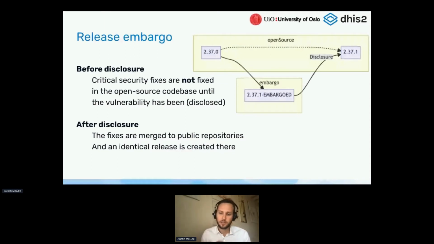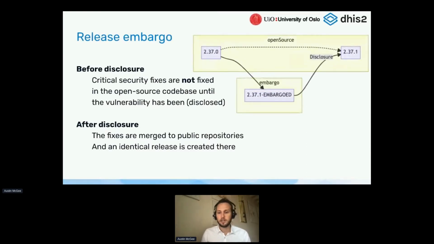And this is a trade-off because it is difficult, for instance, if you have a fork of DHIS2 and you take the 2.37.1 embargoed tag in the open source repository, that will not have the vulnerability fix until it is disclosed. So until 2.37.1 is actually released, the open source code base does not have the fix for that vulnerability. This is a trade-off between disclosure through fixing that vulnerability in the public sphere, and making it possible for modifications to DHIS2 to be able to adopt those fixes as well.